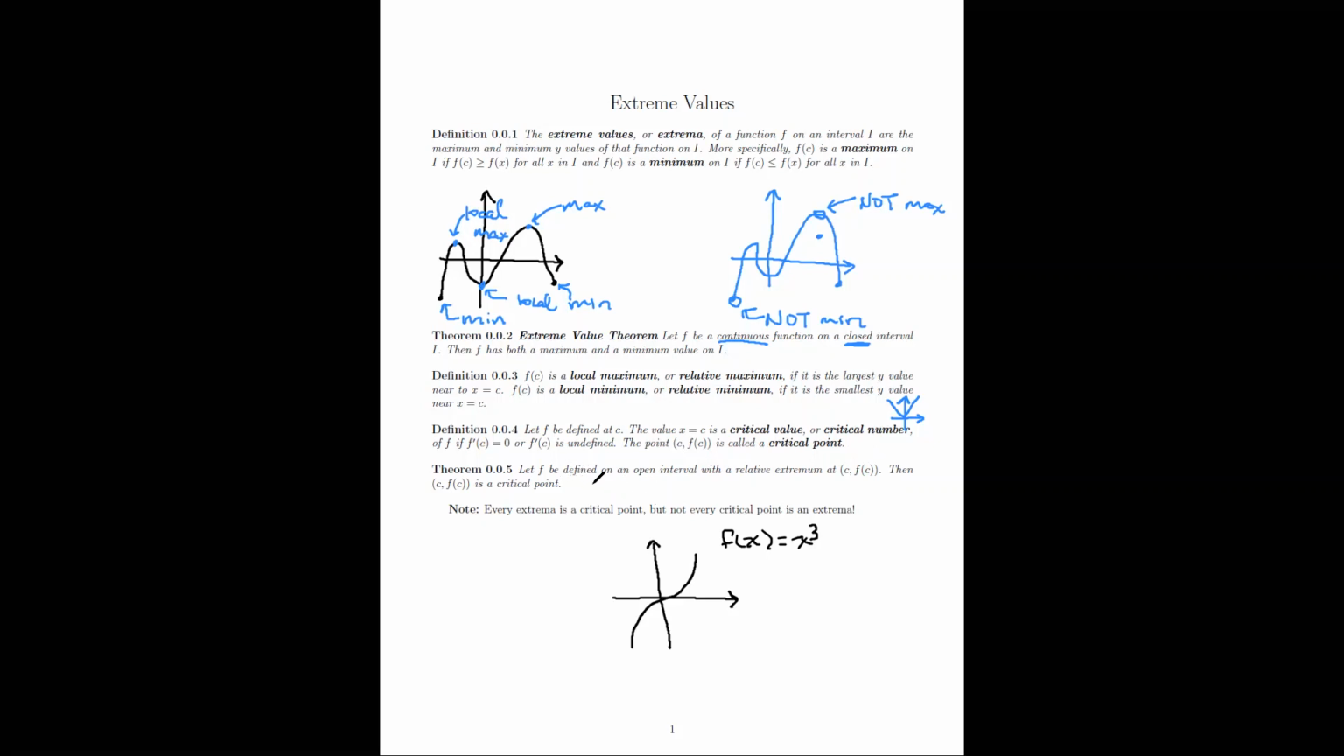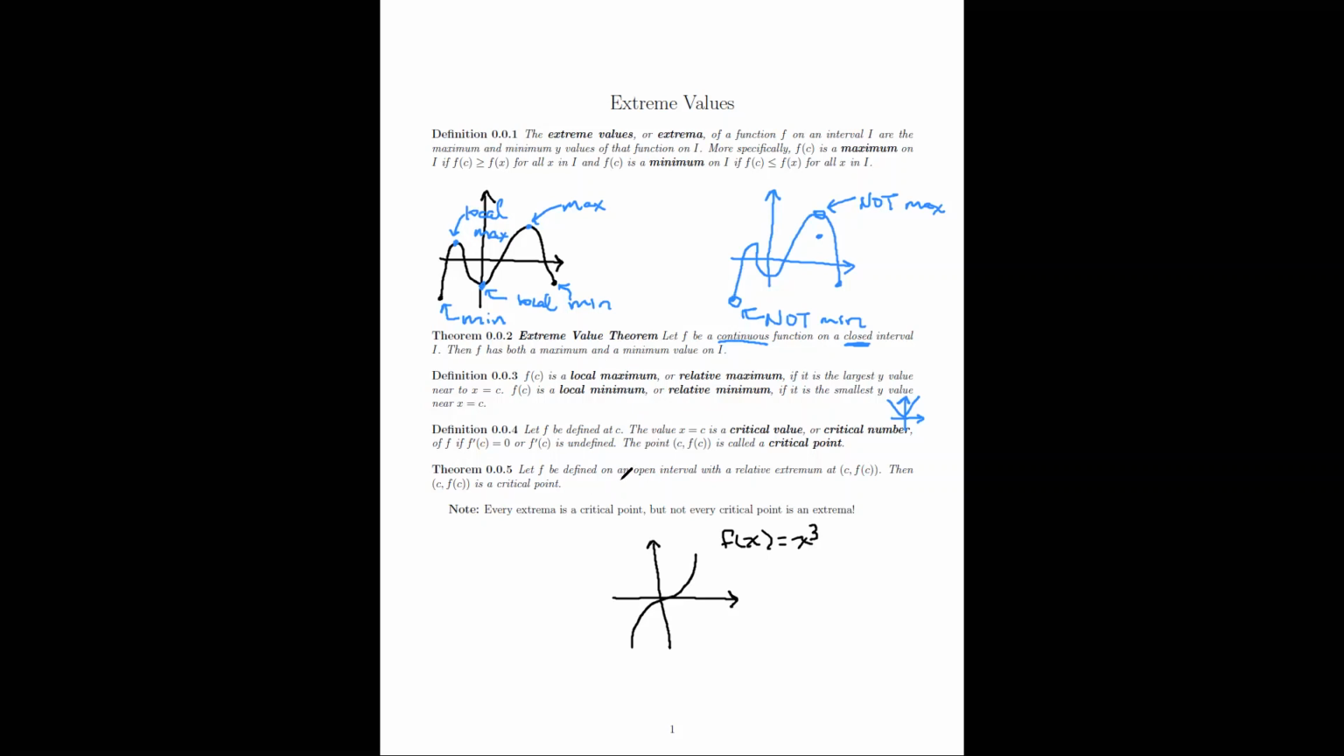Now, if f is defined on an open interval, then any extrema that it has is also a critical point. Why are we saying open intervals? Because then we don't have to worry about the endpoints, right? So if we don't have to worry about the endpoints, every single extrema that we have is going to have to occur when our slope is 0 or when our slope is undefined, because that's where we're switching from increasing to decreasing or vice versa.